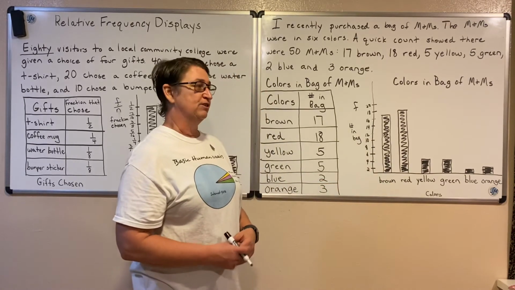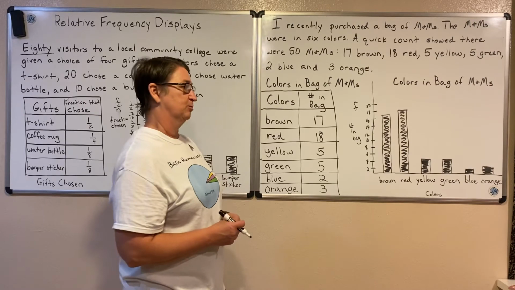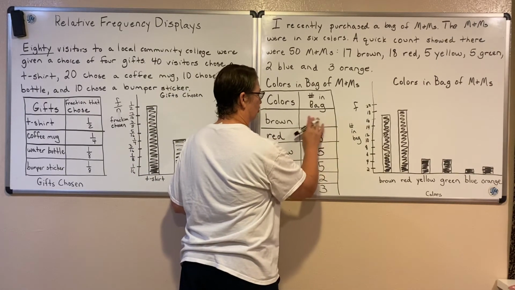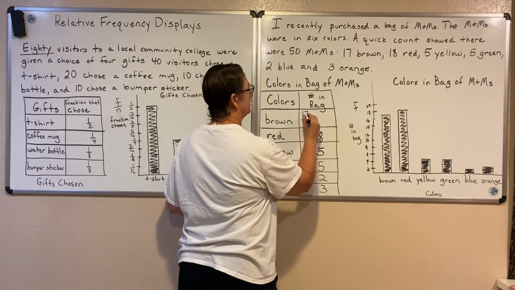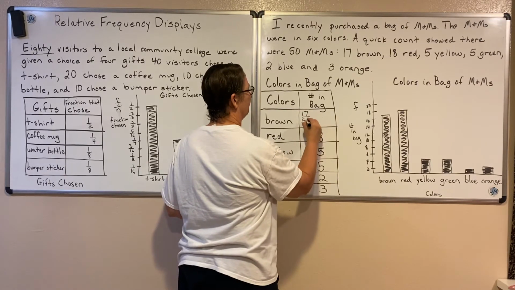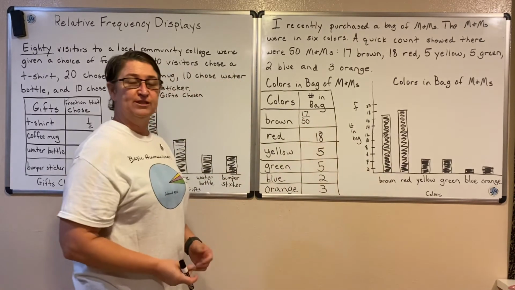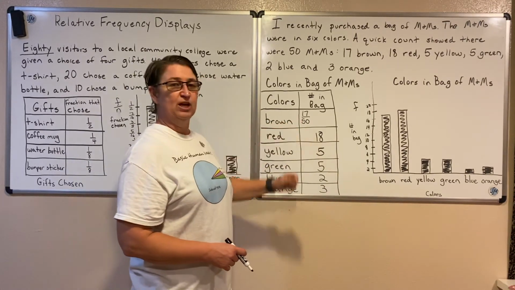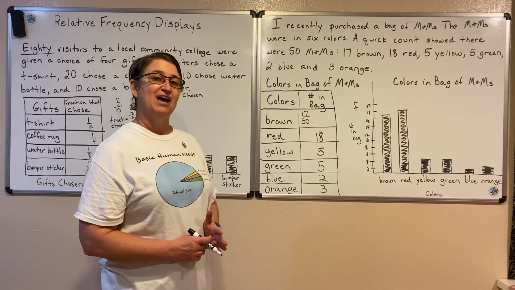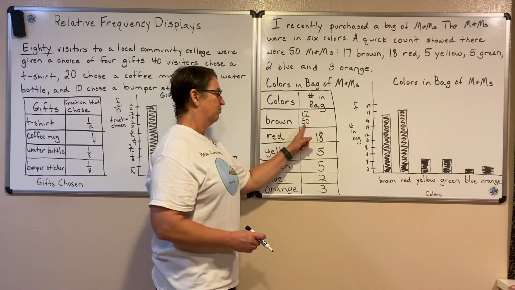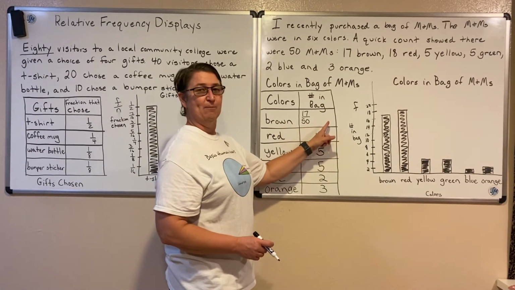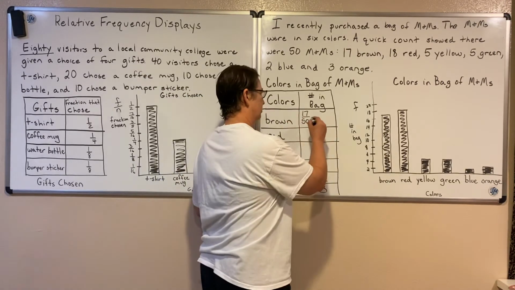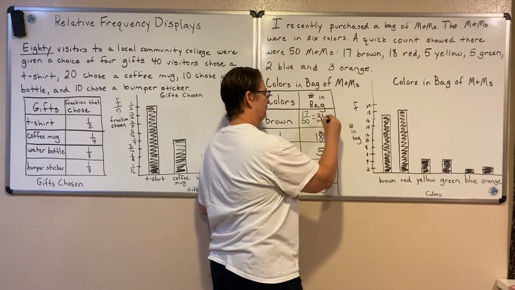Now we're going to turn these into relative frequency displays. And all we have to do is make it into a fraction or a percent. So I'm going to take that 17 and put it over 50. Let's turn it this time into a percent. So 17 over 50, remember that percent is always out of 100. To get this bottom to 100, we would multiply by 2. So we would also multiply the top by 2. So this is equal to 34%.